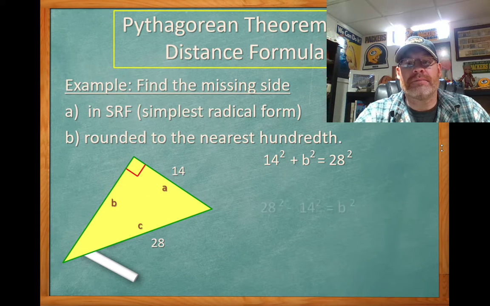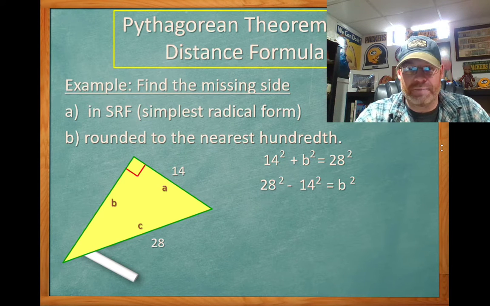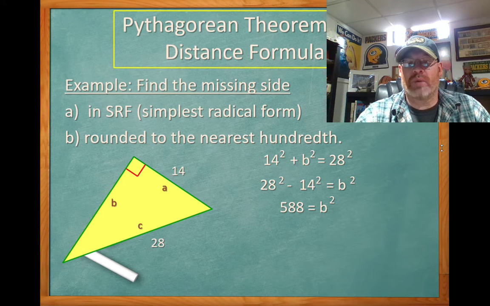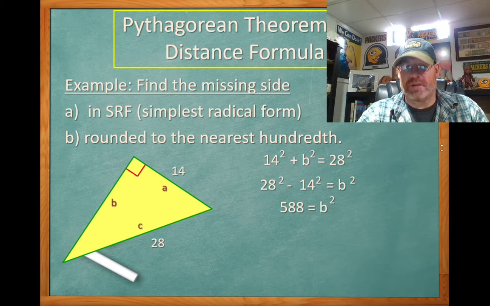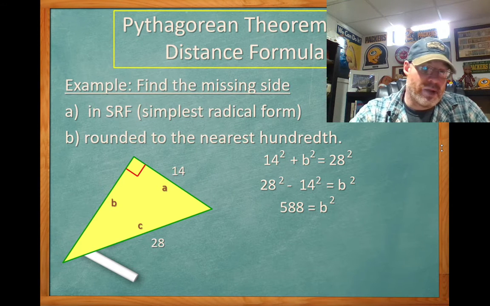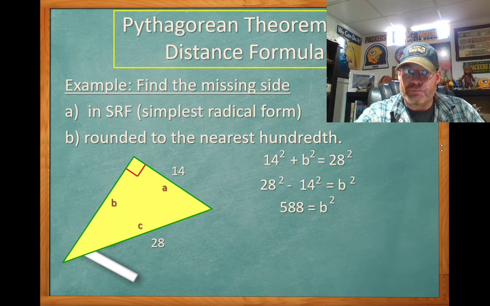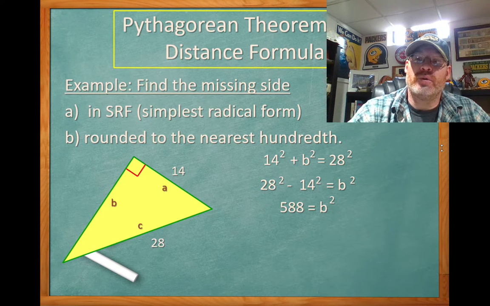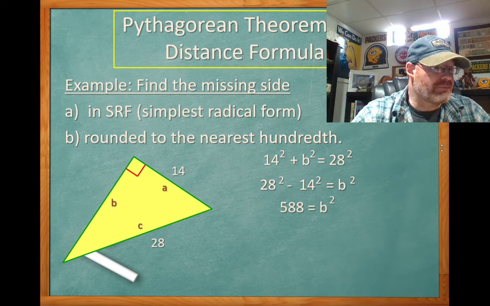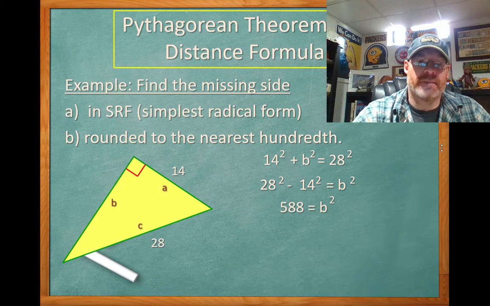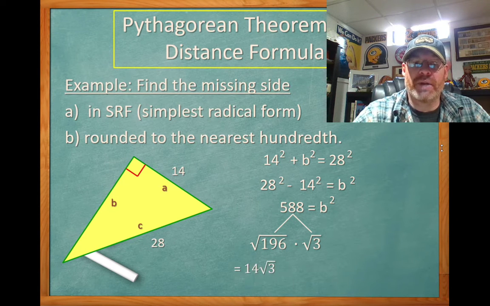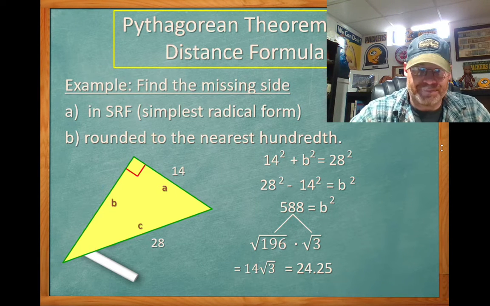All right, from there, we're going to end up taking 28 squared minus 14 squared. We get 588. Okay, so far, this is the way you handle all of your problems. Now we're going to separate into two different thought processes. One, I'm going to get it in simplest radical form. And two, I'm going to get it as a decimal. So what goes into 588? 196 does, in case you didn't know, 3 times. Square root of 196 is 14. So 14 square root of 3 is our answer in simplest radical form.